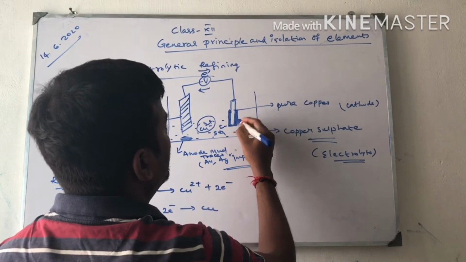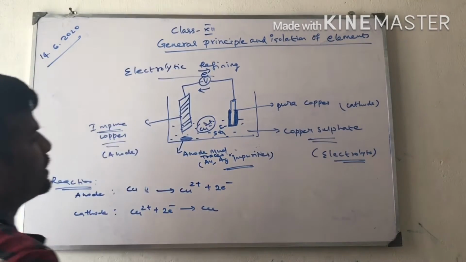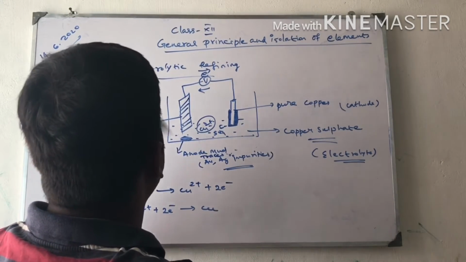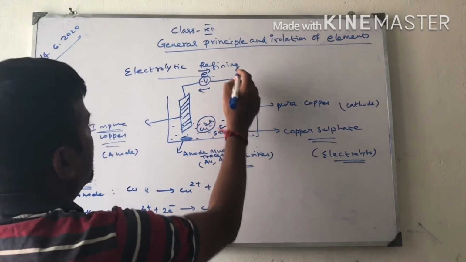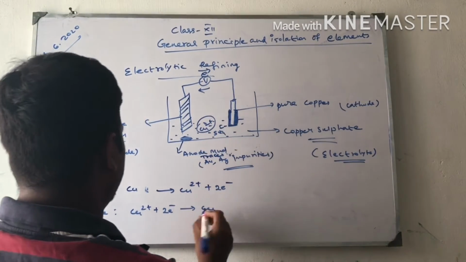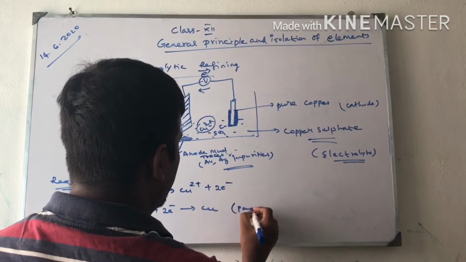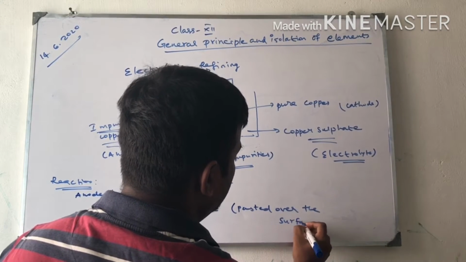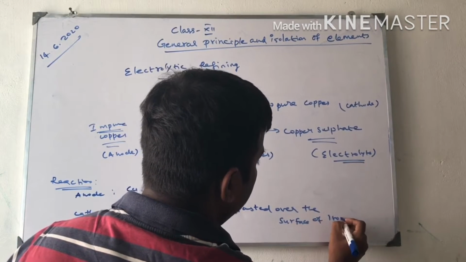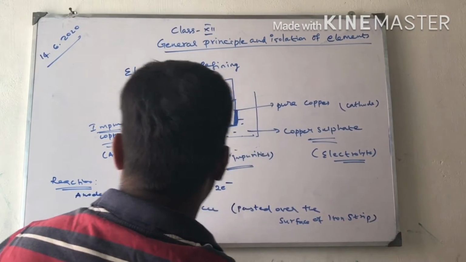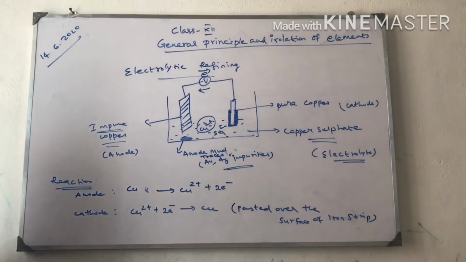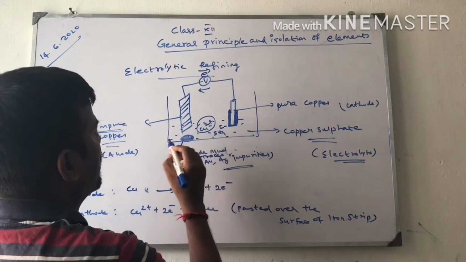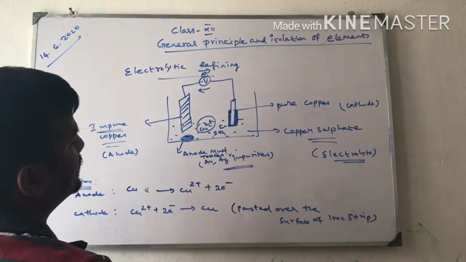After the reaction, you have to weigh the pure copper. The weight of the copper increases. How does it increase? Because the Cu2+ ions present in the solution gain electrons and form copper, which is deposited over the surface of the strip. This is the reaction taking place in the anode compartment and the cathode compartment. At the anode, by passing current, the impurities are removed as anode mud.